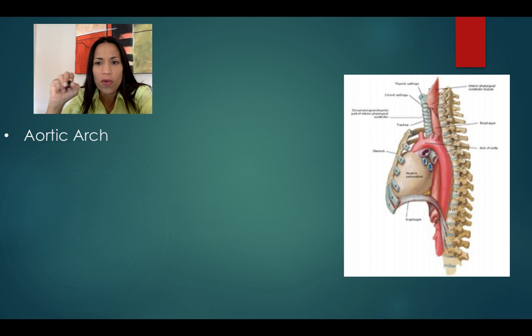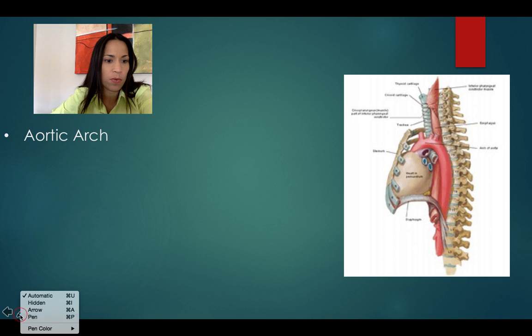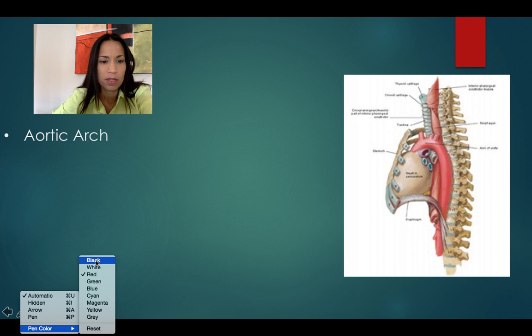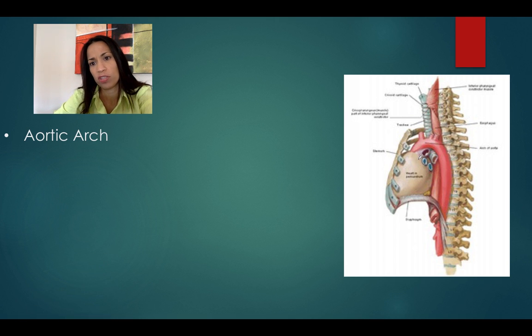Now we're going to describe the arteries that are giving the blood supply, the oxygenated blood supply to your head and neck. That is, the arteries that are irrigating the head and neck. So before that, I want you to review this image.